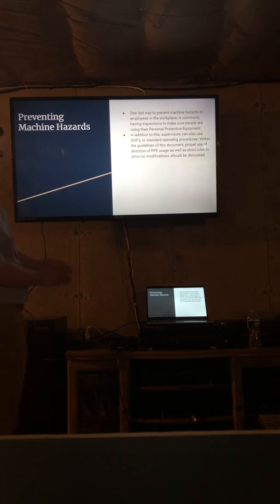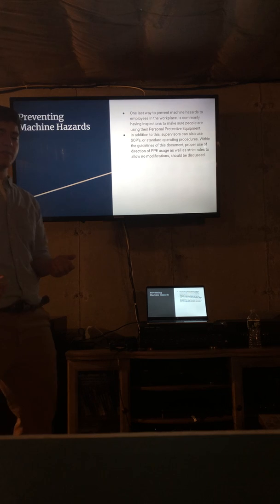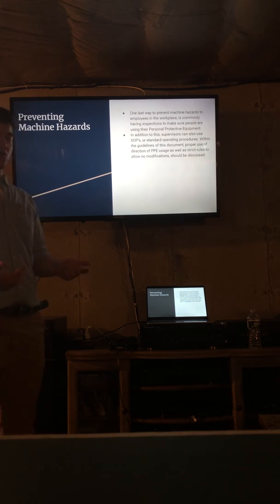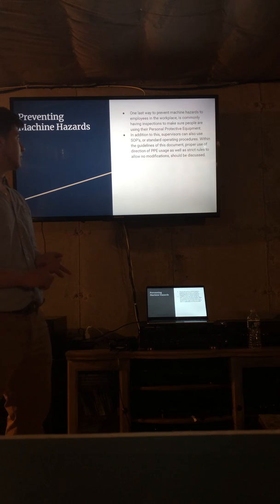And one last way to prevent machine hazards in the workplace is commonly having inspections by supervisors. Supervisors should readily have SOPs available for each station and have them custom set to that station. SOPs should discuss what the regular operating procedure is, what kind of PPE the person needs, and how to use the PPE, when it's needed, and should also discuss whether or not you can add modifications depending on the setting.